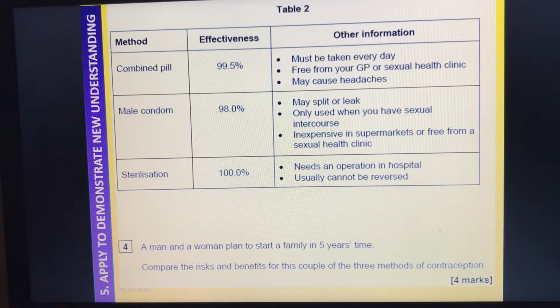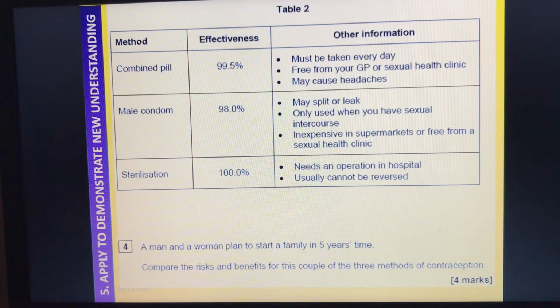Now, the couple have said that they would like to have a family in 5 years' time, so we've got to bear that in mind when discussing the different options. Also, nowadays the questions seem to have this idea of provide a conclusion. Your opinion doesn't necessarily have to be right. It's just showing you have an opinion and that you can back it up with evidence. So you could justifiably say combined pill or male condom because they're not permanent solutions. Whereas sterilisation, if they're looking for a family in 5 years' time, you wouldn't suggest was a good idea because it cannot usually be reversed.